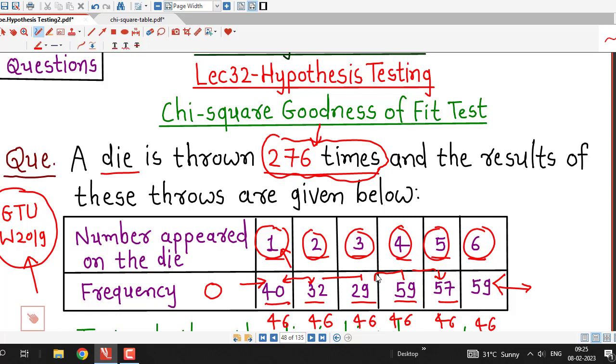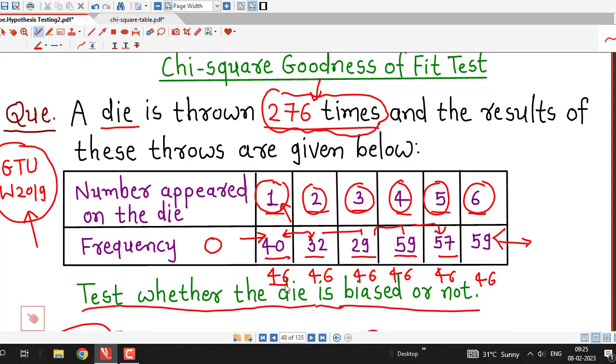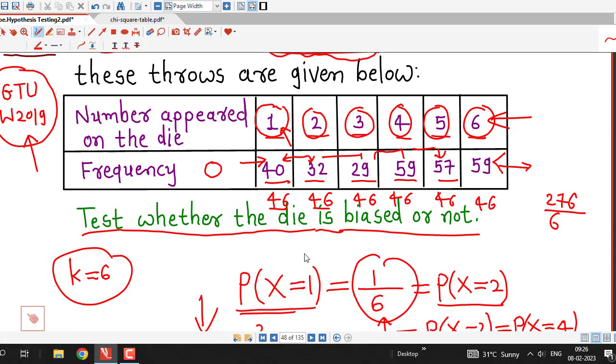So what we are doing is considering equal chances for each number to turn up, and for that we divide the total number of throws by these 6 possibilities, and we obtain 46, and then we apply this chi-square test statistic to test whether the die is biased or not with 5% level of significance.